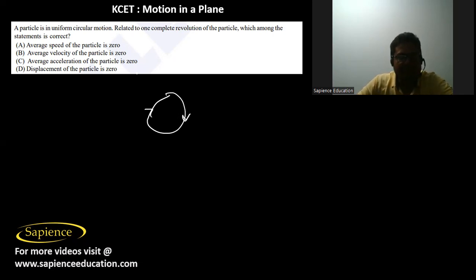So in one complete revolution, the average speed will not be 0. The average velocity of the particle will obviously be 0, since in one complete revolution the net displacement will be 0. And average acceleration of the particle is 0, that also we cannot tell yet.